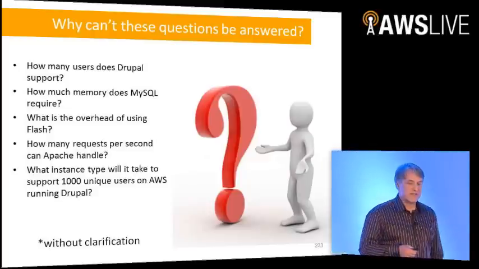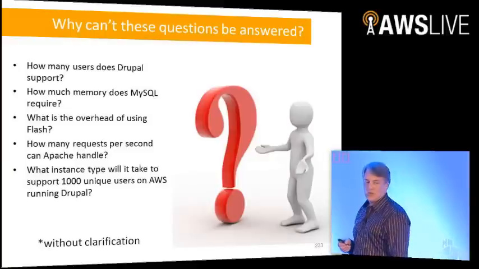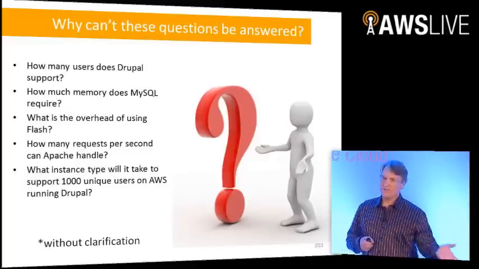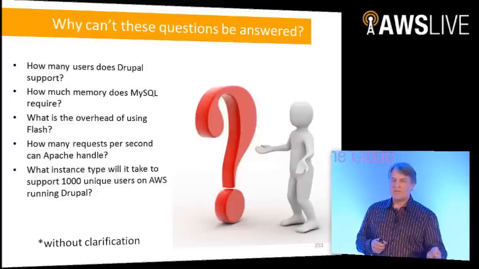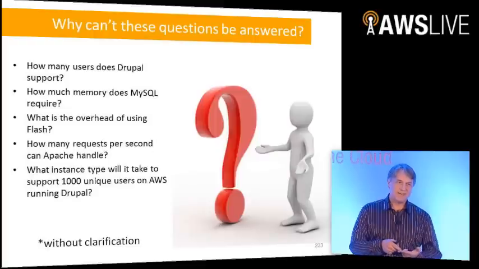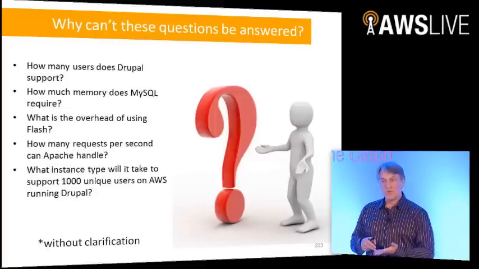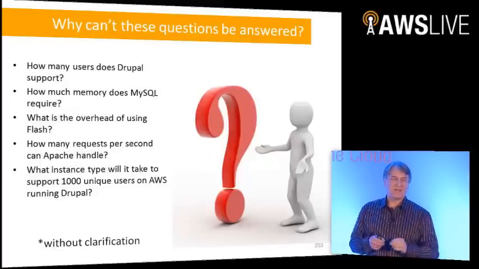The last question says, what instance type will it take to support 1,000 unique users on AWS running Drupal? That sounds very specific. The problem is, if you were asked to go and measure this, you have to actually say, what is a user? What is a user doing? What version of Drupal are you talking about? What features of Drupal are you using? You can't benchmark something that's not specific enough.